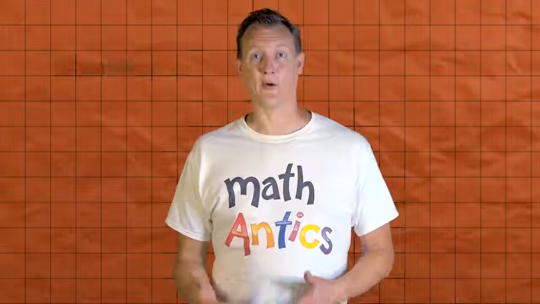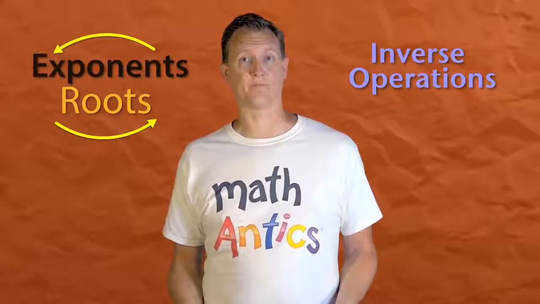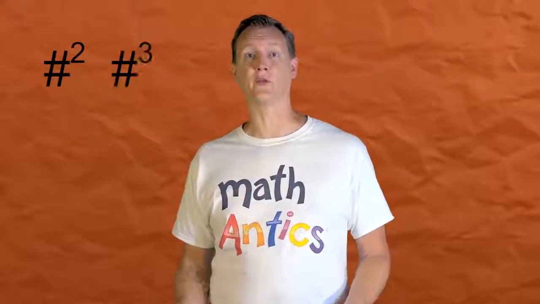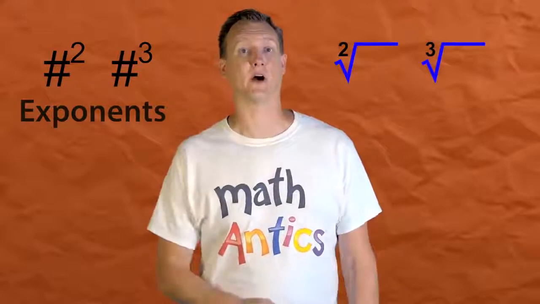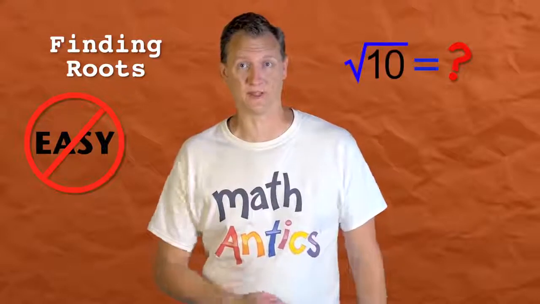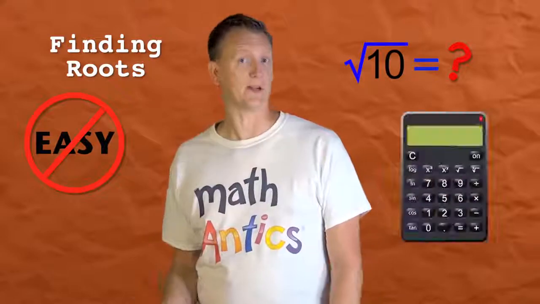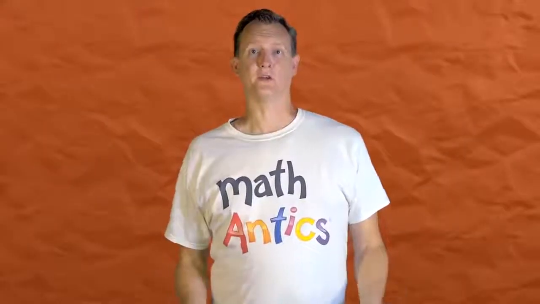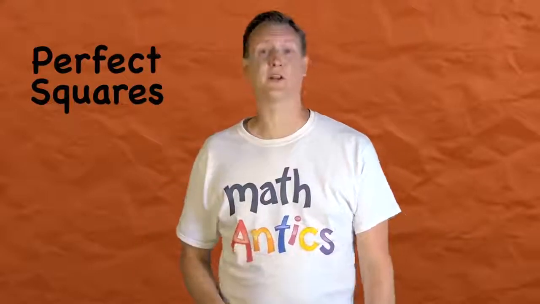Alright, so now you know how exponents are related to roots. They're inverse operations and they undo one another. And you also know that just like 2 and 3 are the most common exponents, the square root and the cube root are the most common roots. You also know that finding roots is usually not very easy. That's important to know so you don't get discouraged if you feel like it's hard to figure out what a certain root is. You're not alone. We think it's hard too, and would normally just use a calculator to find them. The good news is that some roots are easy to find, like the perfect squares. So be sure to focus on learning them first.